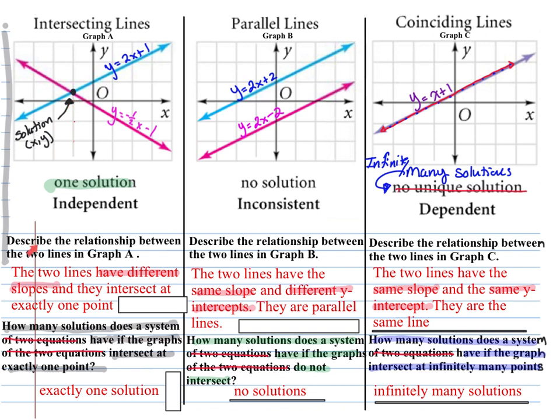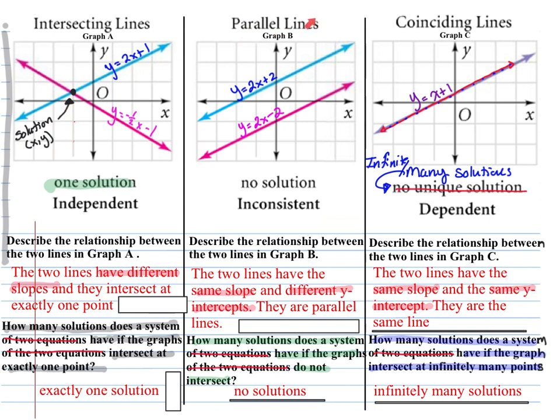So this is why, when it says describe the relationship between the two lines in graph A, I pointed out that they have to have different slopes, and that means that they will intersect at exactly one point. Well, how many solutions does it have? Exactly one solution, because they only cross at one point.